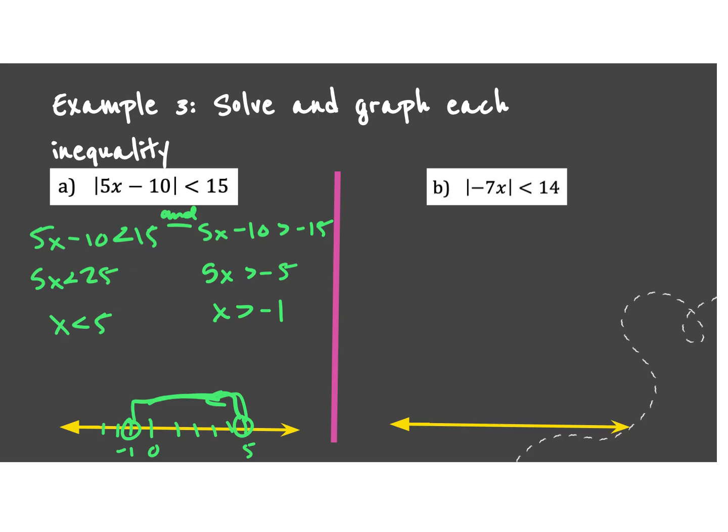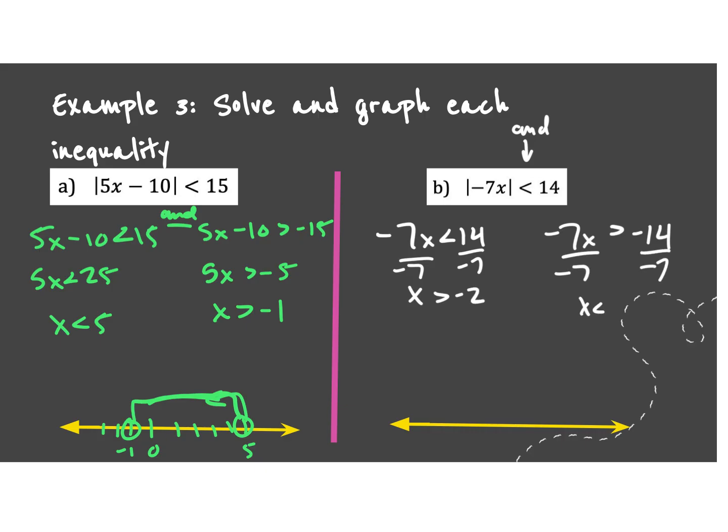All right, is going to be negative 7x less than 14. It's less than, so it's going to be, and then negative 7x greater than negative 14. Okay, so that means dividing by negative 7, x is greater than negative 2, divide by negative 7, x less than 2. So greater than negative 2 up to 2, there's my answer.